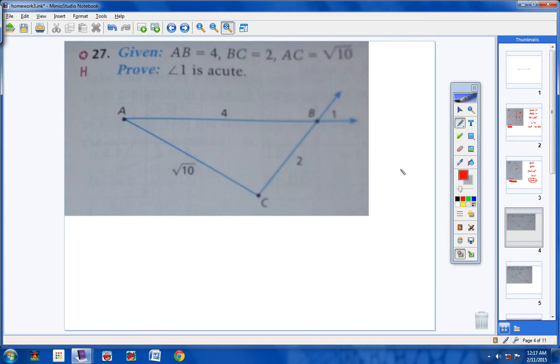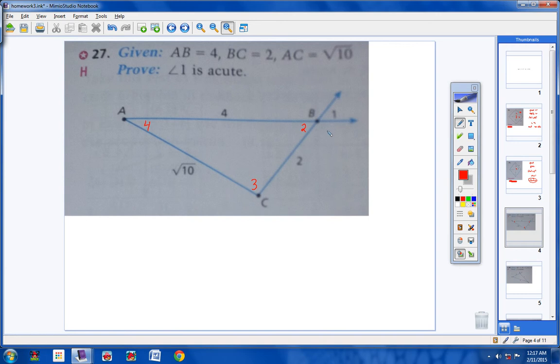Let me get some numbers up here that we're going to use, okay? I love using numbers for angles. I'm going to call this angle 2, this angle 3, and this angle 4. I just like using numbers for angles. Now, AB is 4, that is right here. BC is 2, that's right here. AC is square root of 10 right here. And angle 1 is acute. We're going to prove that angle 1 is acute.